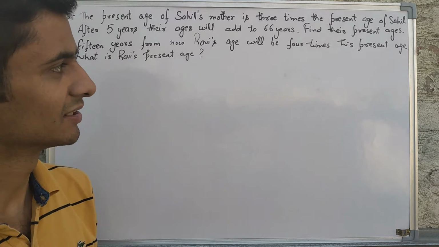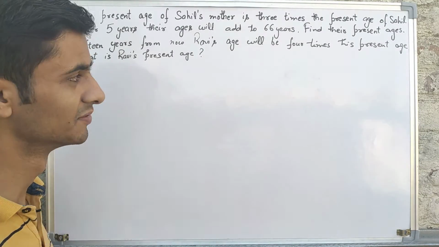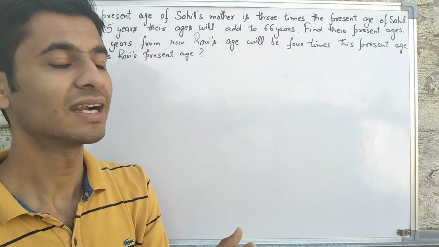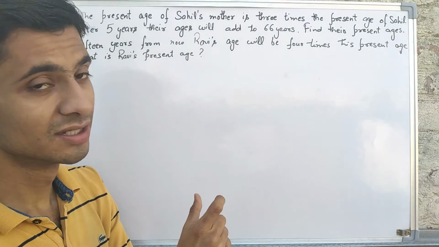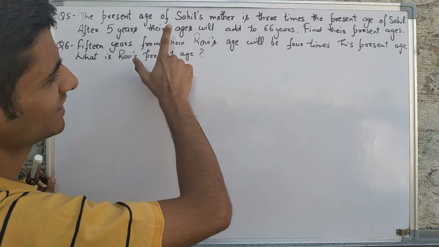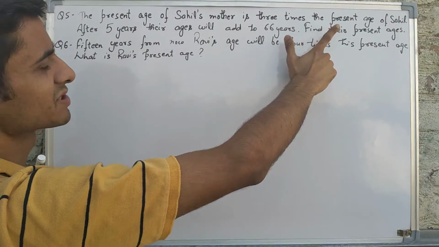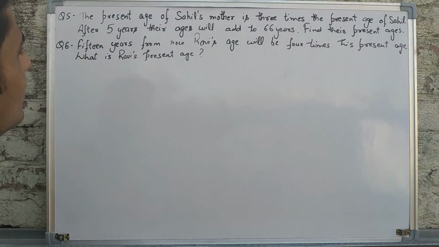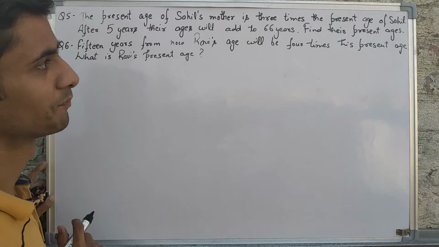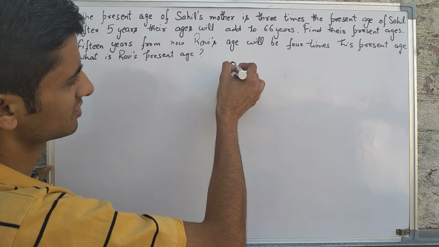Now let us see other types of questions based on age. In all these statement questions, the basic thing is that you must be clear how to make the equation for it. So the question is, the present age of Sahil's mother is 3 times the present age of Sahil. After 5 years, their ages will add to 66 years. What are their present ages? Let us solve this question.